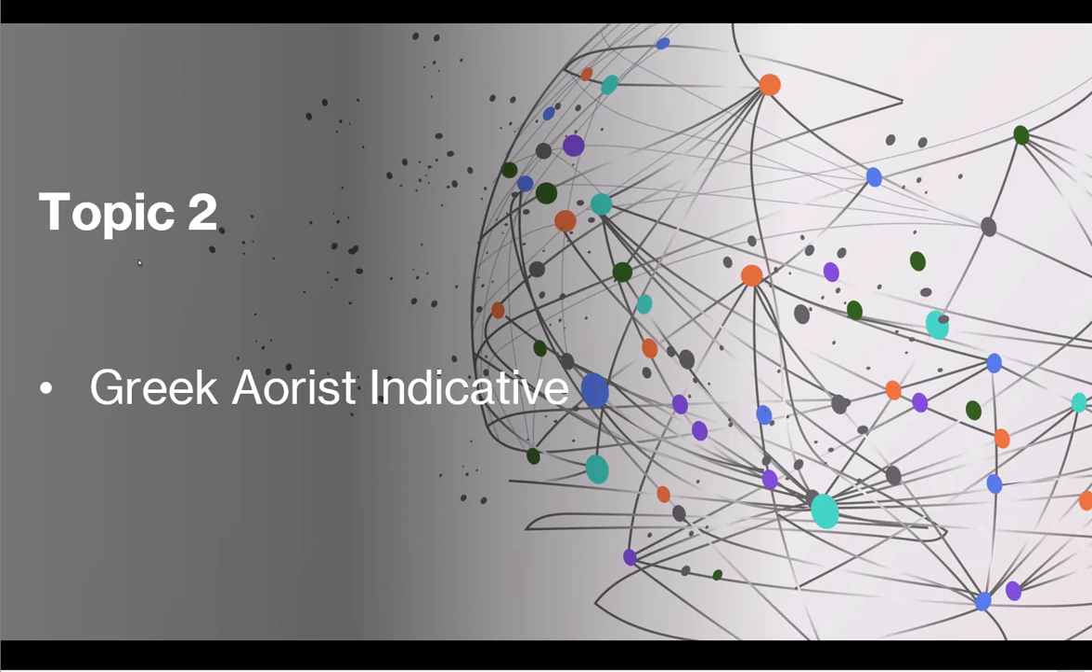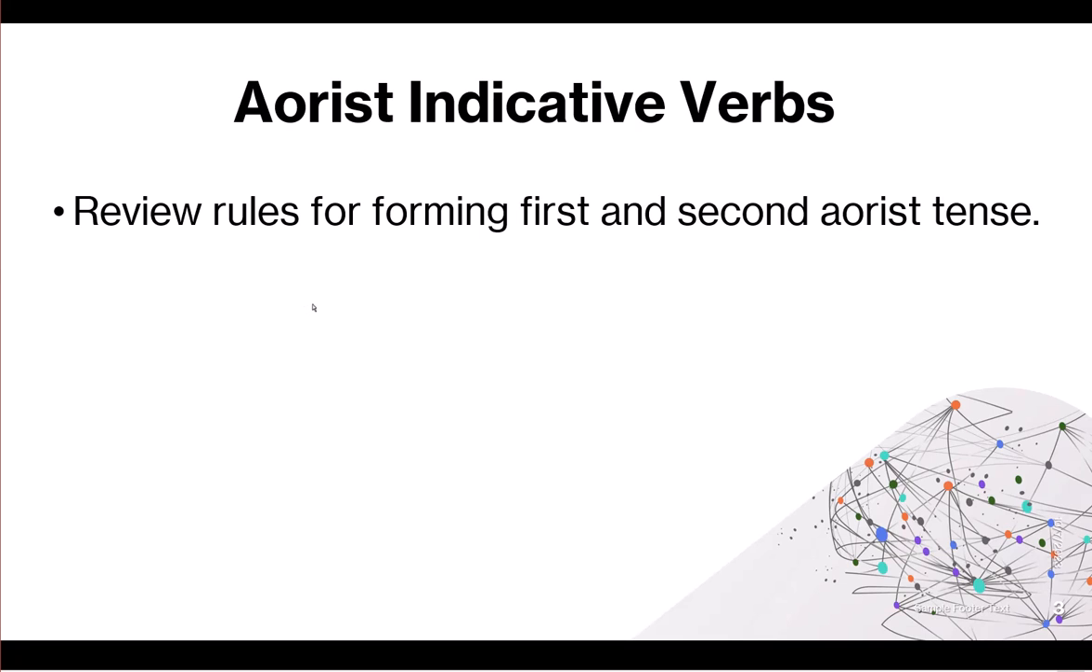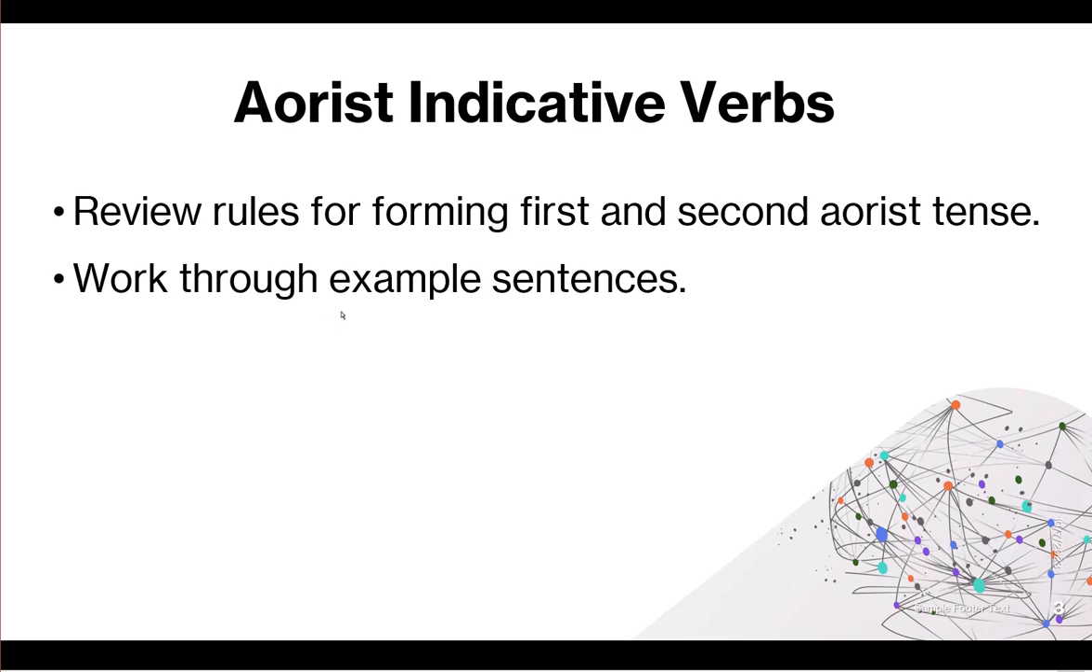For topic 2, we're going to move on to the Greek aorist indicative, Koiné Greek. So we will be looking at aorist indicative verbs. We will review the rules for forming first and second aorist tense verbs, and then we'll work through some example sentences taken from the New Testament.